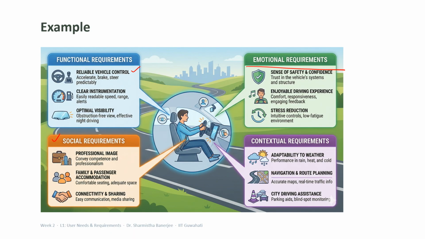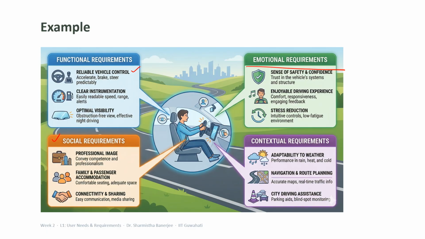Maybe I drive a car which costs 10 lakh rupees, and it gives a certain kind of social status, a professional image. So those are about the social requirements. I might also have certain kinds of passenger and family related accommodation. So there should be comfort for my family. I have a young family, so I should be able to put child safety features into it.